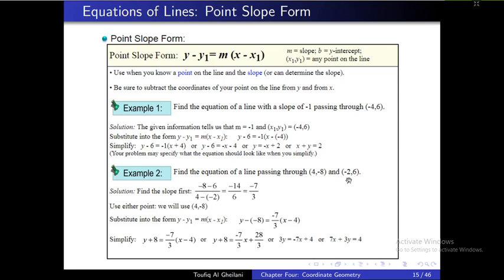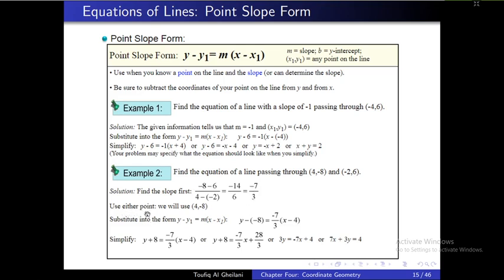Find the equation of a line passing through 2 points: (4, -8) and the point (-2, 6). So firstly we find the slope. So the slope is y2 minus y1 over x2 minus x1. y2 is 6 and y1 is minus 8, and x2 is 4, x1 is minus 2. So here the numerator will be minus 14 over 6. So we divide by 2 and we get minus 7 over 3. So the slope is minus 7 over 3.